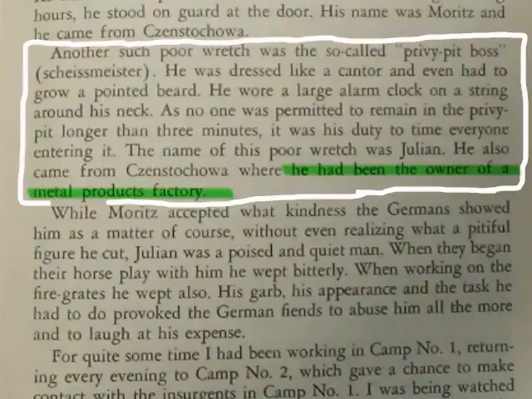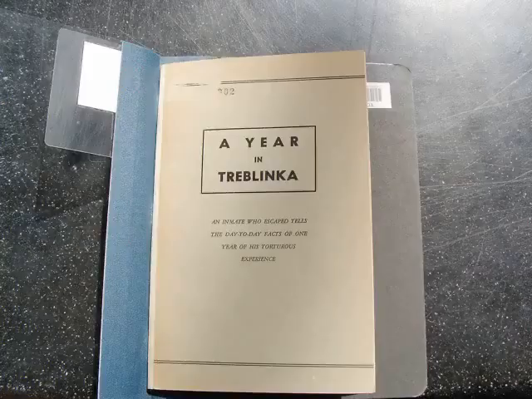So Wernick had apparently worked for a union, and this book was published by a union. It's likely that the hapless Julian in real life was an infamous factory owner who had had a dispute with the union, and was thus portrayed this way in the book. It's clear that this 46-page book, A Year in Treblinka, is a fraud.